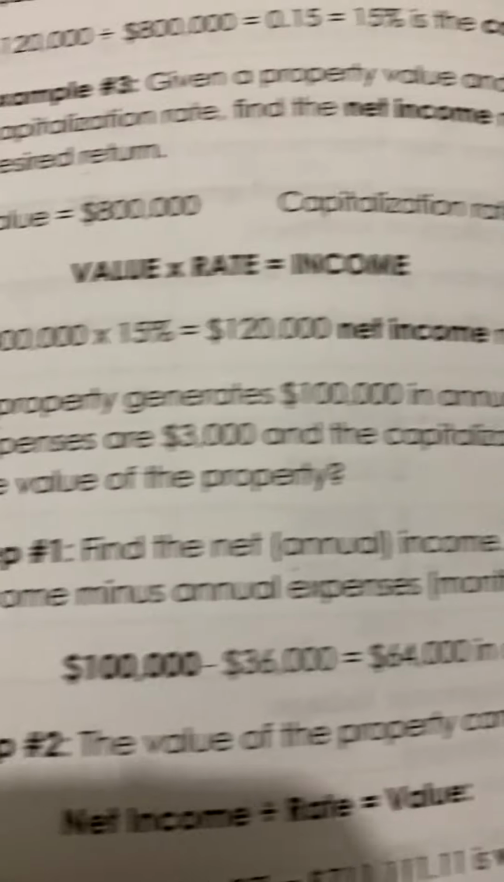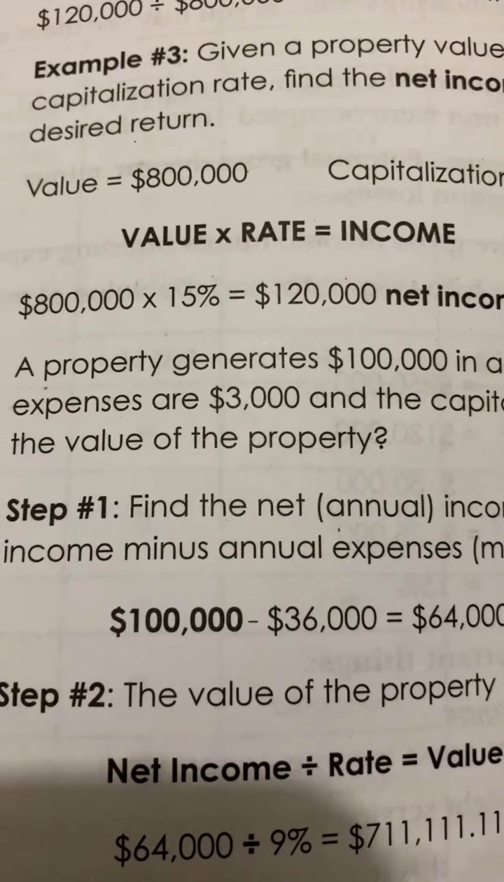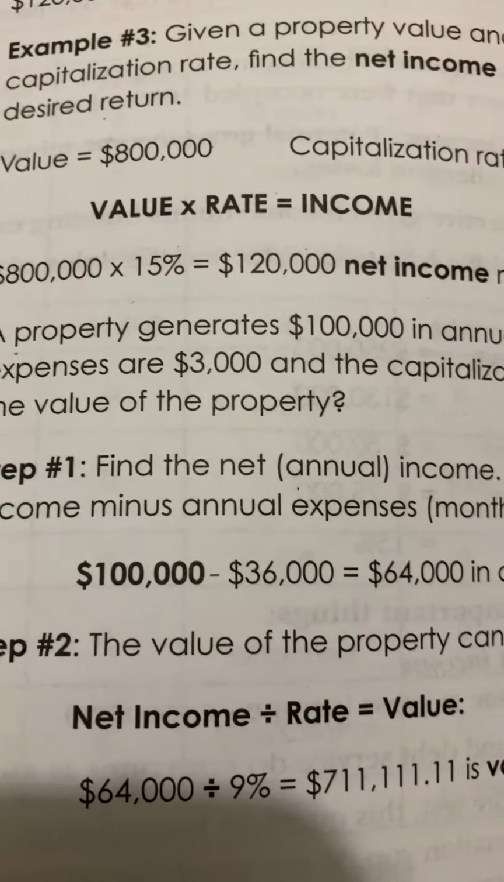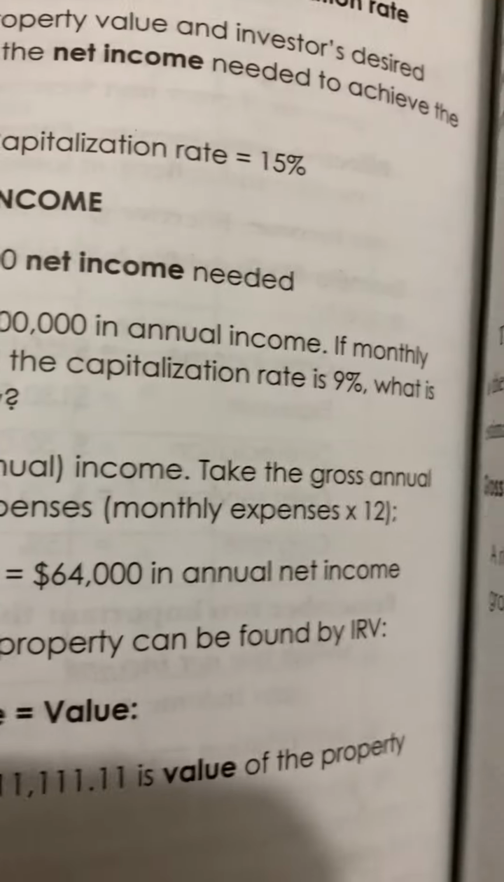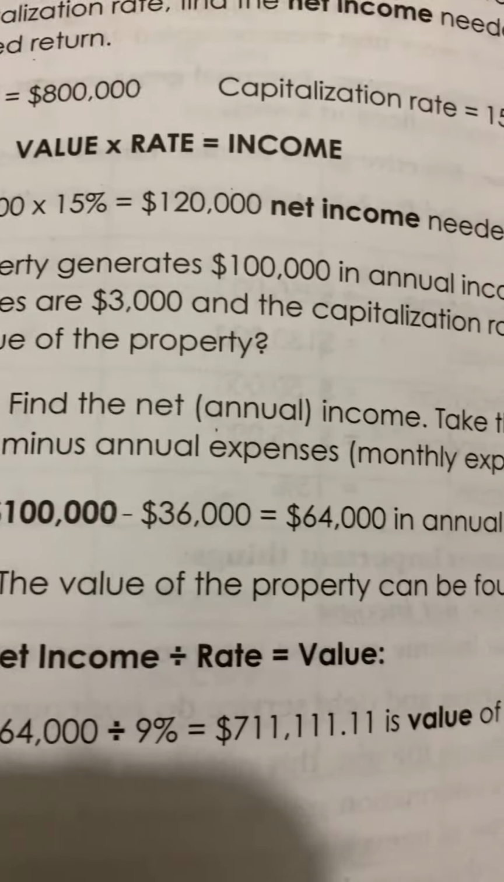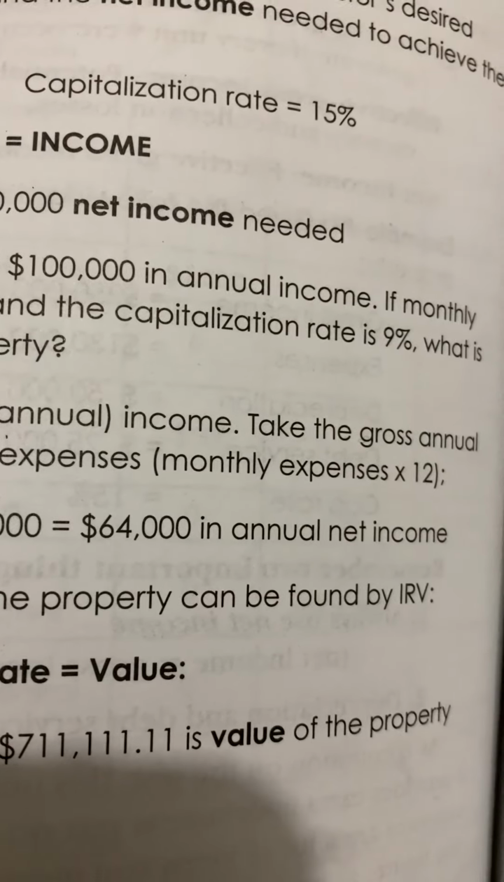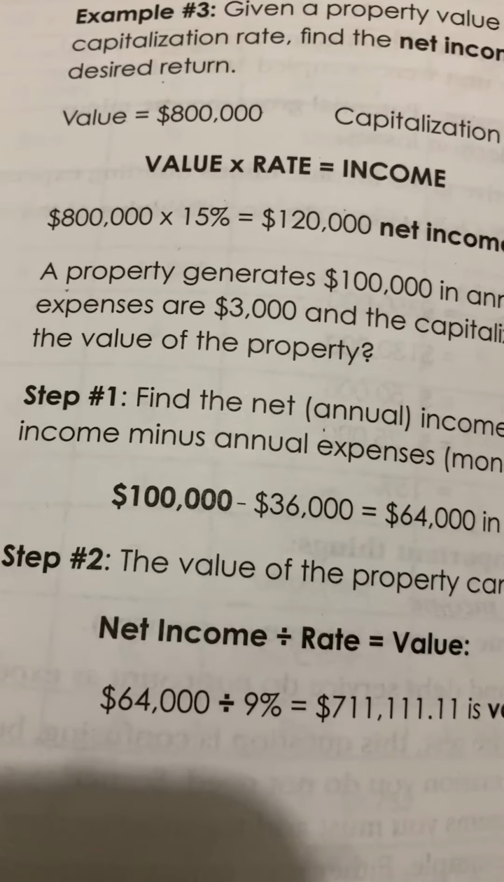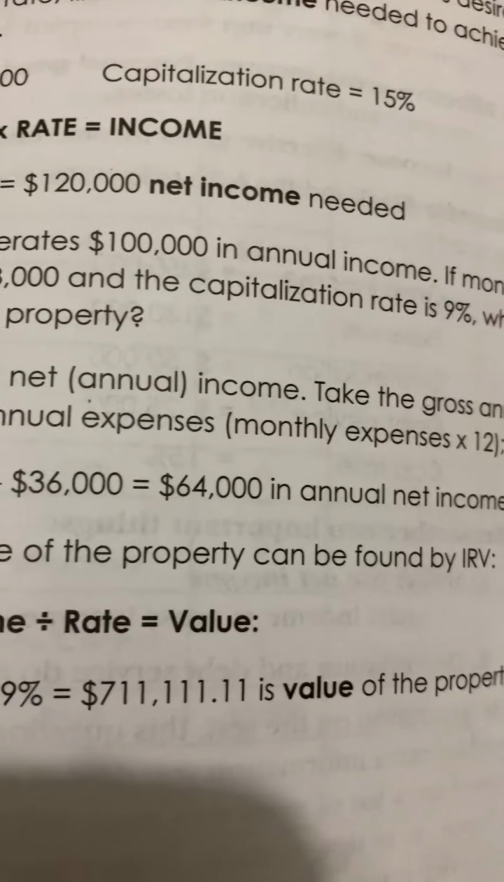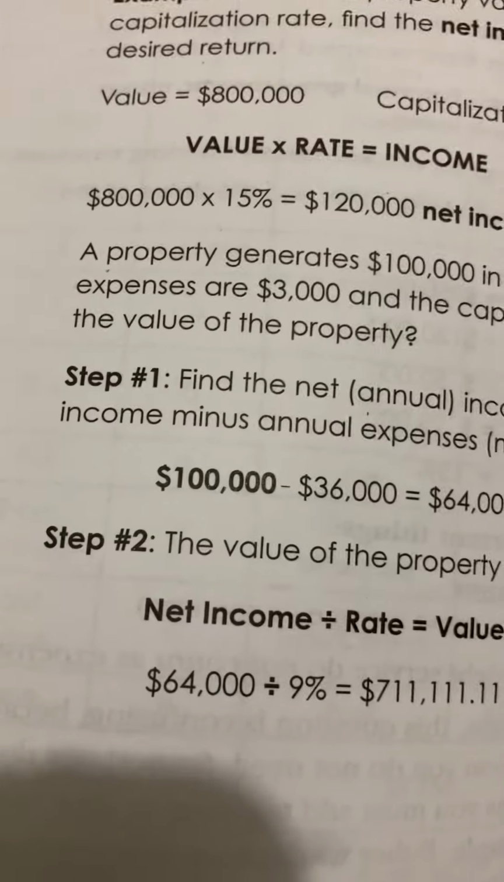A property generates $100,000 in annual income, if monthly expenses are $3,000 and the capitalization rate is 9%. What is the value of the property? Step 1, find the net annual income. Take the gross annual income minus annual expenses, monthly expenses times 12. $100,000 minus $36,000 equals $64,000 in annual net income.